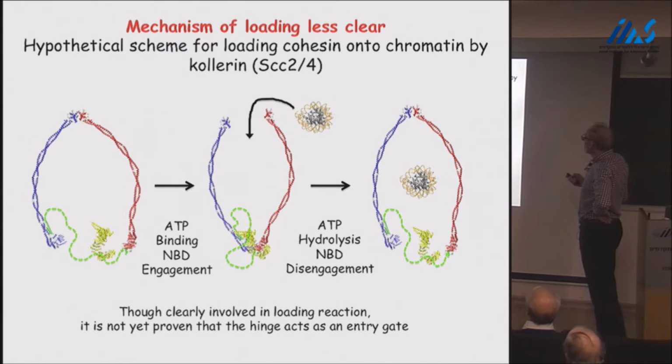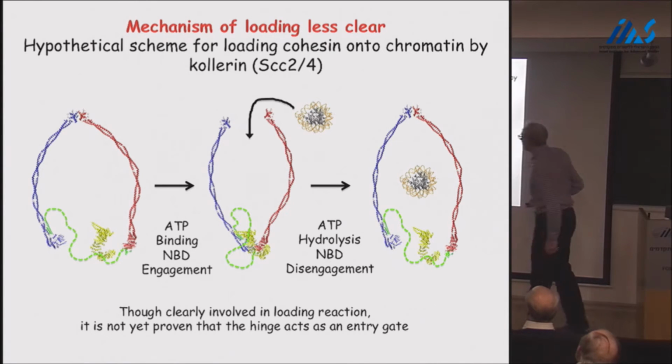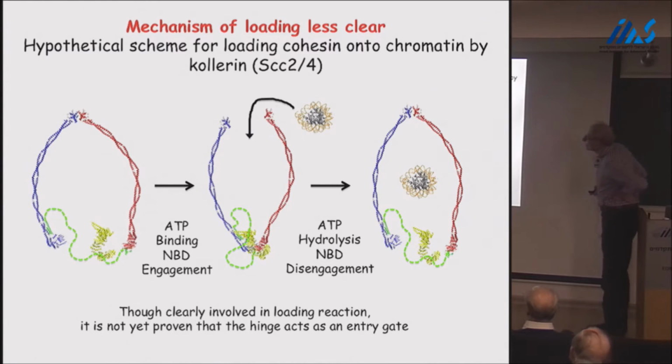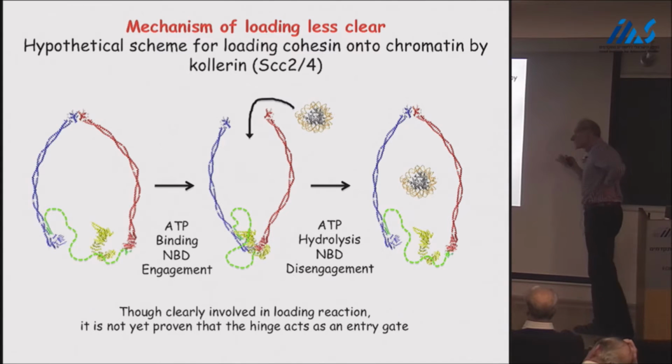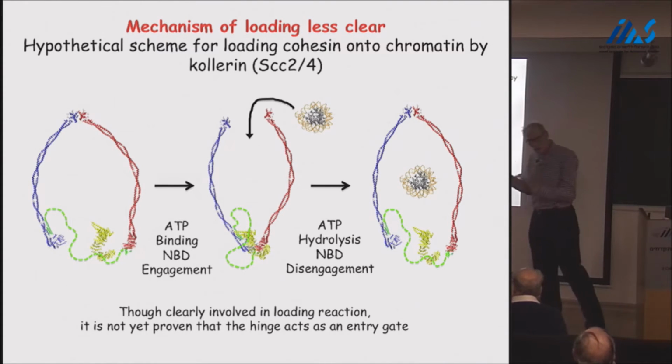The mechanism of loading is less clear. According to the ring model, you've got to open up the ring and get the DNA inside. And we have proposed, on the basis of a number of experiments, but it's certainly not proven, that the entry gate happens to be this interface up here. But this remains extremely controversial, and I don't want to go into that.